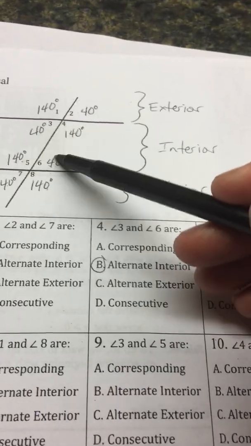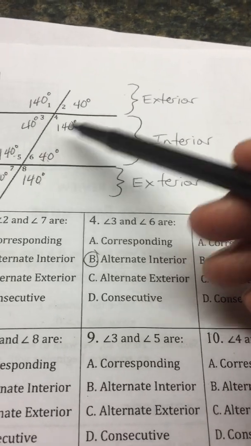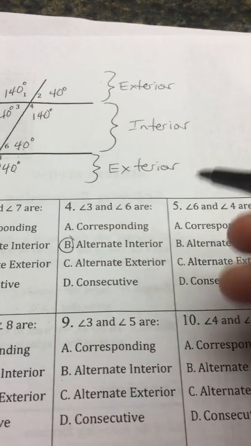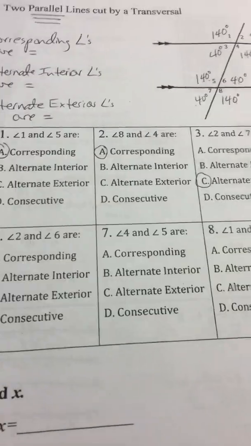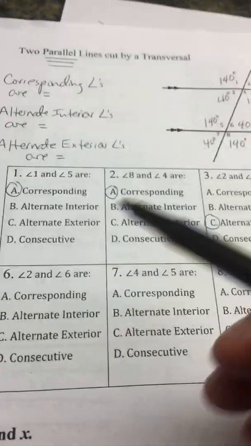6 and 4. We have two interior angles on the same side, so they are not any of these other ones. So I'm going to do the consecutive just because I think that's what they're calling that. Although I don't agree with the word consecutive. I think there's a better word for that. But anyway, I'm going to go with the worksheet on it.